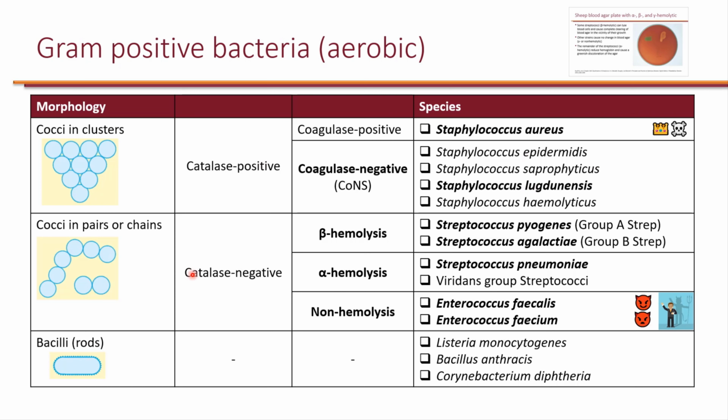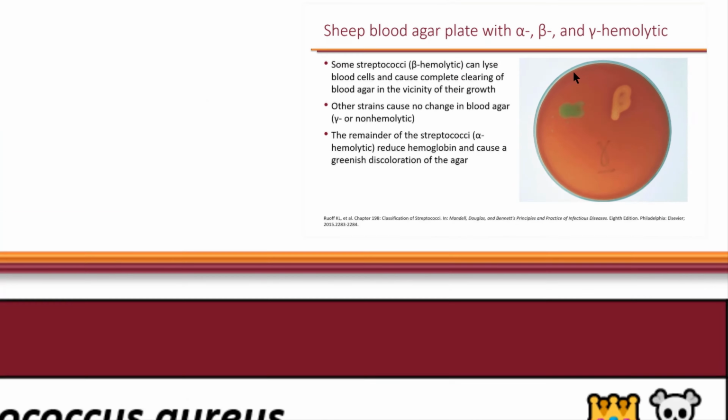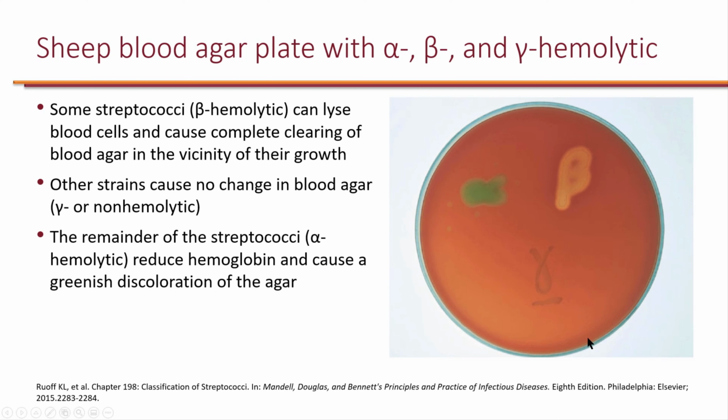And then for the catalase negative group, which do not look like a cluster, so they will be in chain or maybe pairs. Then we can do the hemolysis test. So what a hemolysis test would be is that essentially an agar is essentially a plate. So what we do is that we use sheep blood, and we basically let these organisms grow and see what they do to the blood cells.